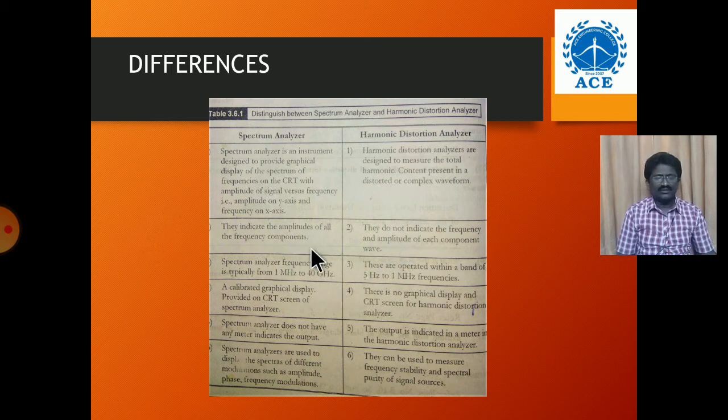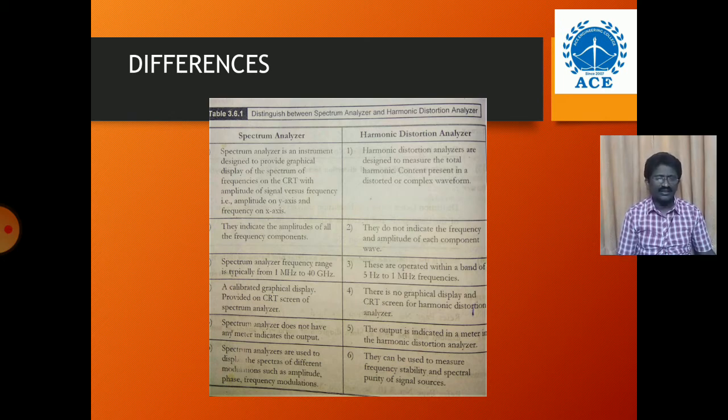Whereas in a spectrum analyzer, they indicate the amplitude of all frequency components. Third point, in a spectrum analyzer, the frequency range is typically from 1 MHz to 40 GHz. Whereas harmonic distortion analyzers are operated within a band of 5 Hz to 1 MHz. This also depends upon the design of the analyzers, whether it is a spectrum analyzer or a harmonic distortion analyzer.